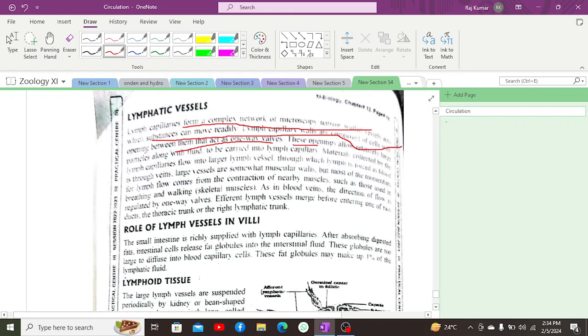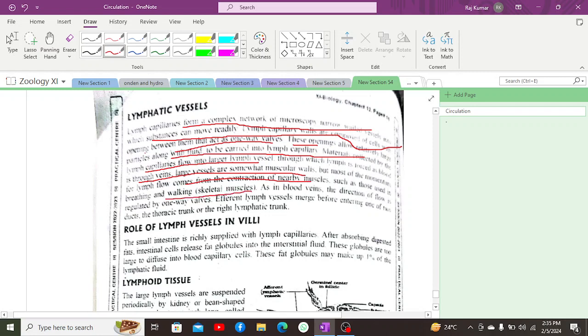These openings allow relatively large particles along with fluid to be carried in the lymphatic capillaries. Then materials collected by the lymph capillaries flow into large lymph vessels, through which lymph is forced as blood is through the veins. Large vessels have somewhat muscular walls, but most of the momentum of lymph comes from the contraction of nearby muscles, such as those used in breathing and walking.